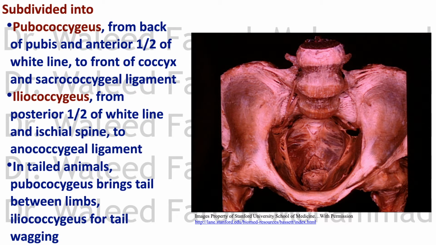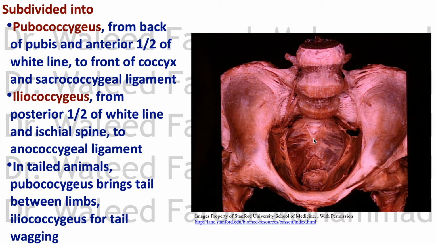Now, the levator ani is subdivided into the pubococcygeus part and the iliococcygeus part. This is the pubococcygeus part, as you can see here. See these two parts on either side. It arises from the back of the pubis and the anterior half of the white line, and goes to the front of the coccyx and the sacrococcygeal ligaments, where it meets the other pubococcygeus part. The iliococcygeus is at a lower level than the pubococcygeus. It supports it from beneath, and it's posterior to it as well. It arises from the posterior half of the white line and the ischial spine to the anococcygeal ligament, the white fibers you see here in the middle.